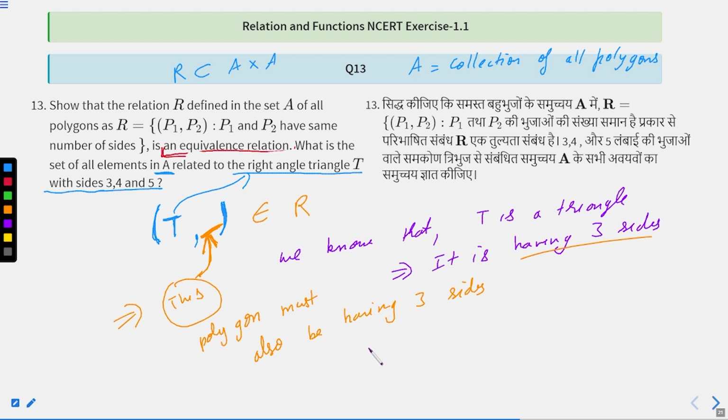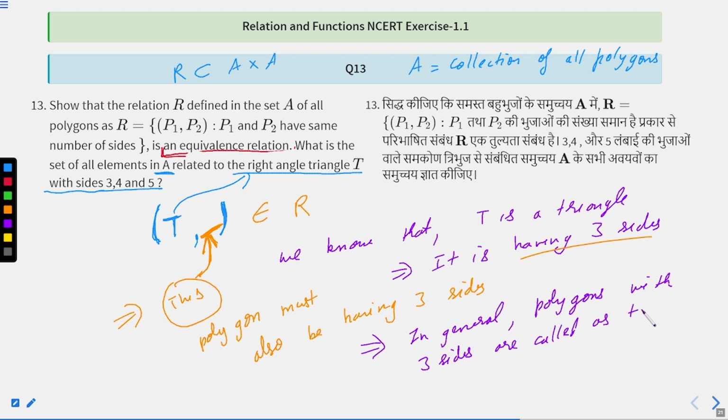Yes. In general, polygons with three sides are called what? Triangles. Yes, triangles. So I can put any triangle over here and this will always be true. So T is related to all triangles, I can say. I hope that the second part is clear.